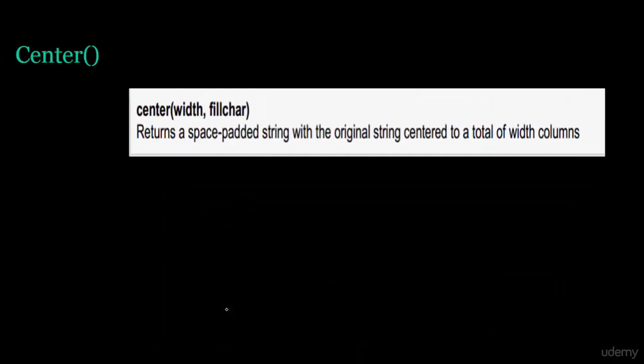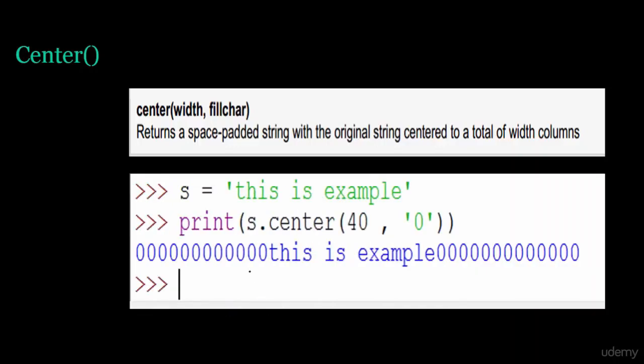center. The center method takes two arguments from us, the width and the fill character. This method returns a space-padded string with the original string centered to a total width. Let's look at this. If I type this is example, this is our string s, and I want to center this string using the center method. I'll type s.center, then I'll give it the width of the new string, 40, then I'll give it the fill character.